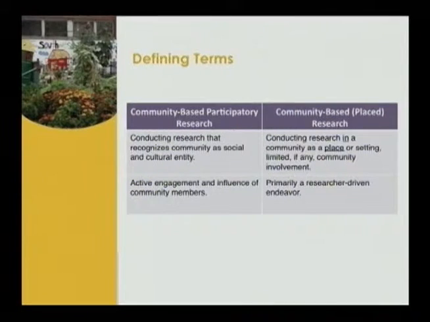Now, there is a distinction between community-based participatory research and community-placed research. With community-based participatory research, you are conducting research that recognizes community as a social and cultural entity, and there's active engagement and influence of community members. With community-placed research, you are conducting research in a community as a place or setting, with limited, if any, community involvement, and it is primarily a researcher-driven endeavor.